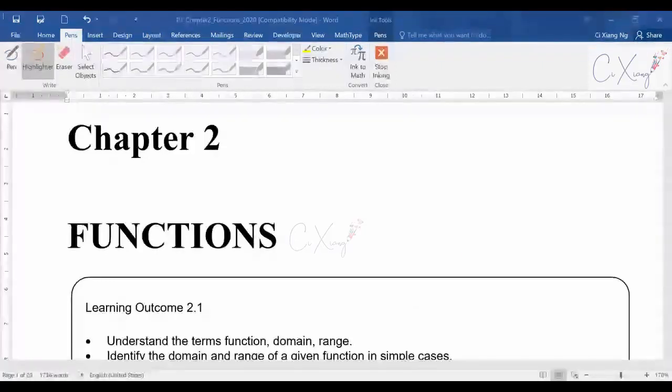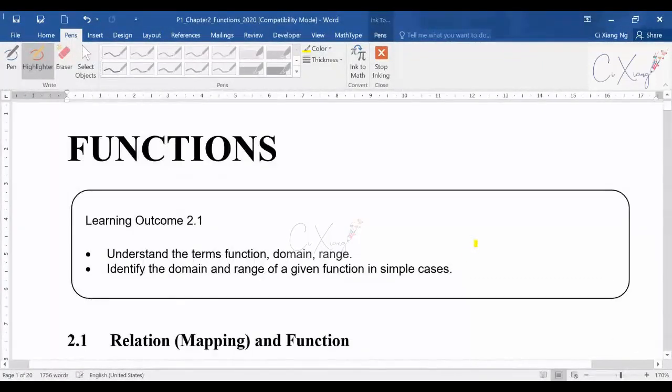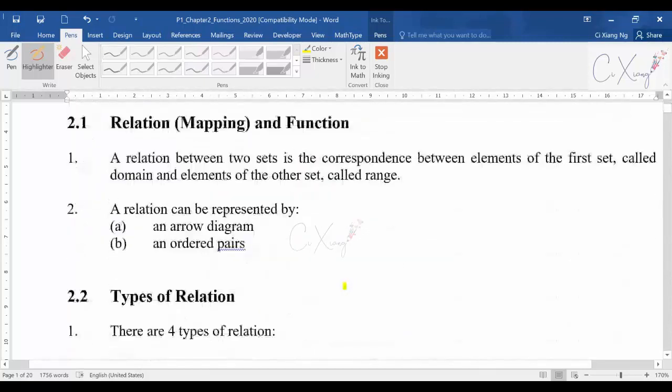Okay, so let's start with all the very basic terms about function first. For today's learning outcome, we need to know the meaning of function, domain, and also range. After that, maybe in the next video or a later video, we are going to discuss more on how to identify the domain and range of a given function in simple cases. Okay, so let's start with the very first part.